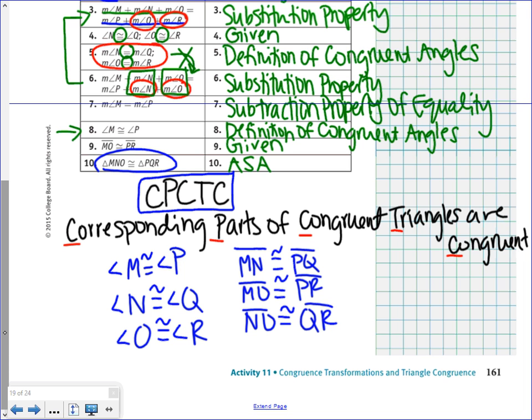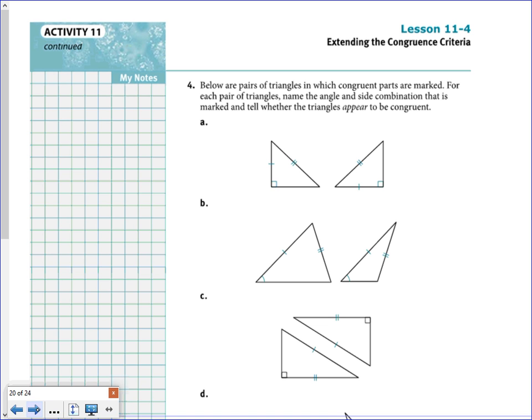So now let's look at the next page. They give us some pairs of triangles and they mark some angles and sides. And they want you to name what is marked and then tell whether they appear to be congruent. So yes or no, you don't have to give a paragraph or even a sentence explanation here. Just do they look like they are congruent? Just based on how they look. For these, just use S and A to tell what's marked, even if it's not a valid triangle congruence. The book is trying to get you to see a pattern and to get you to the last triangle congruence that we're going to talk about in just a minute.